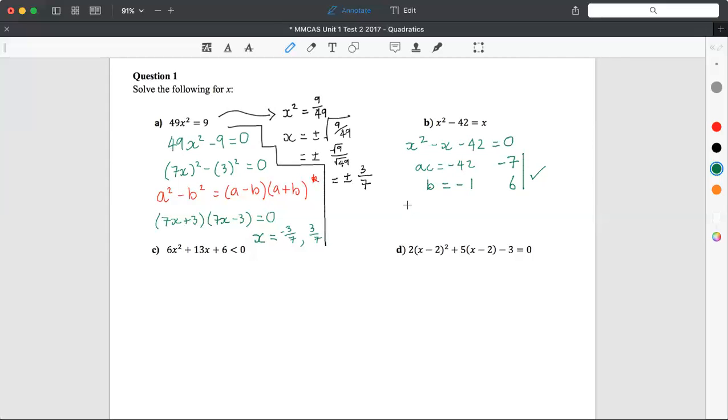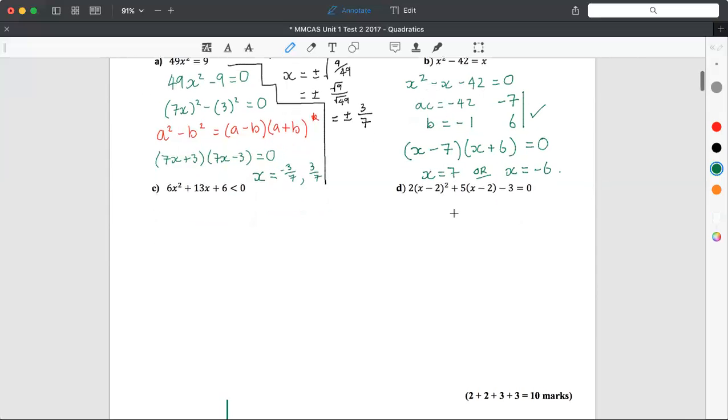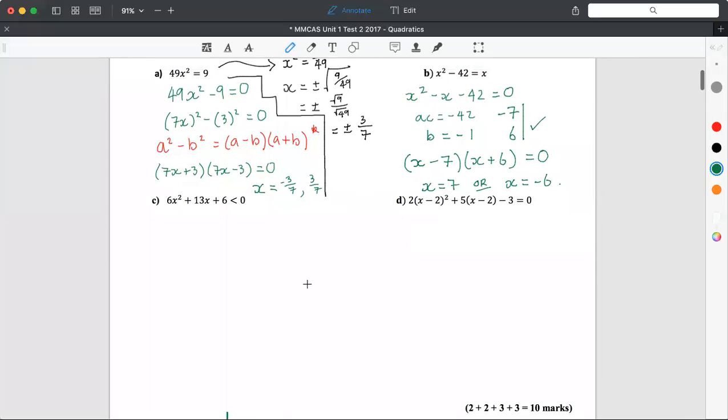So what you can do from there is, when you factorize it, you're just going to be able to write it like this. Because it's monic, it's more straightforward. You just go x minus 7, x plus 6 equals 0. Using the null factor law, x equals 7, or x equals negative 6. And that's your solutions there.